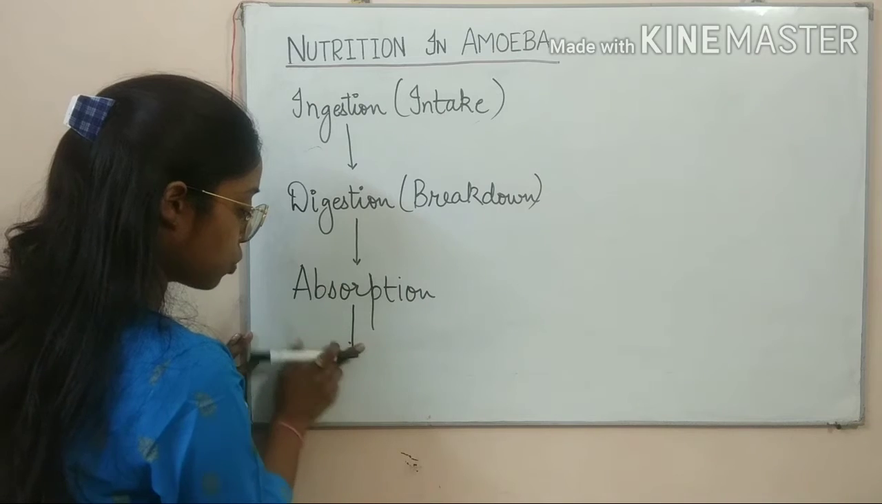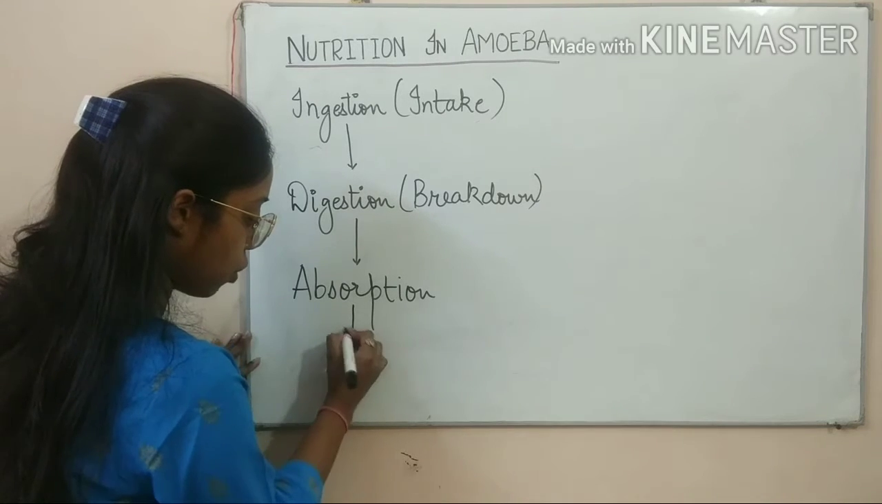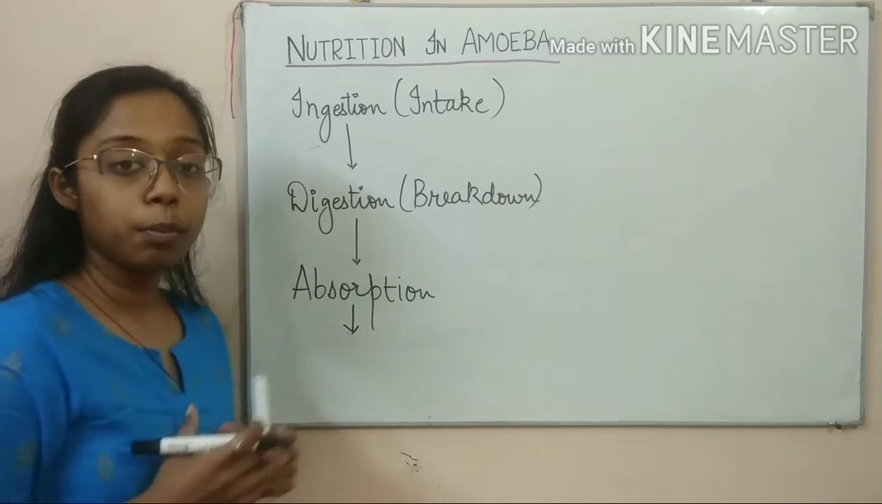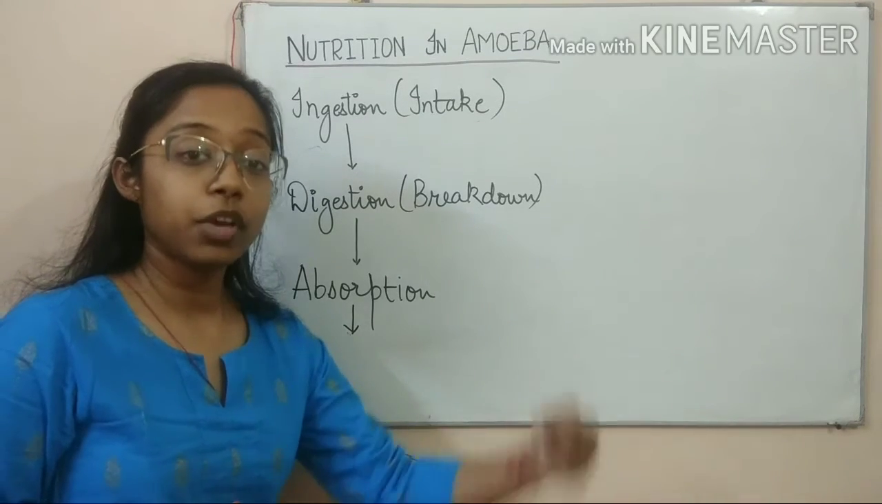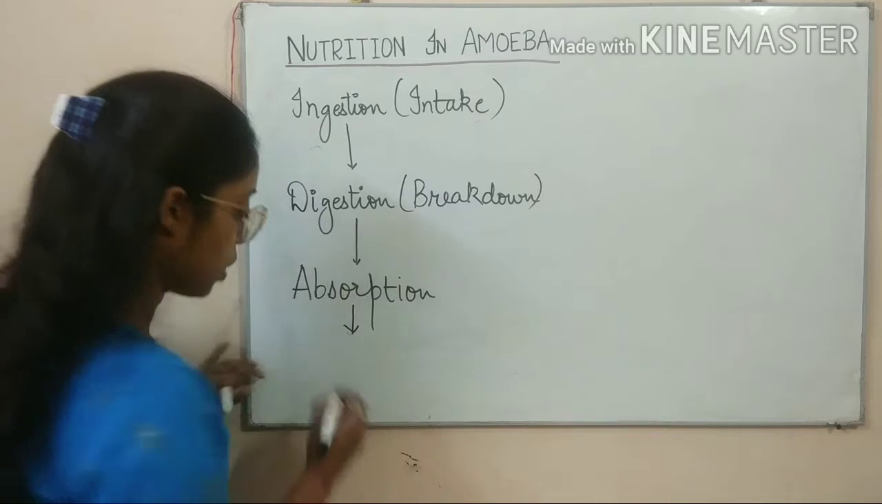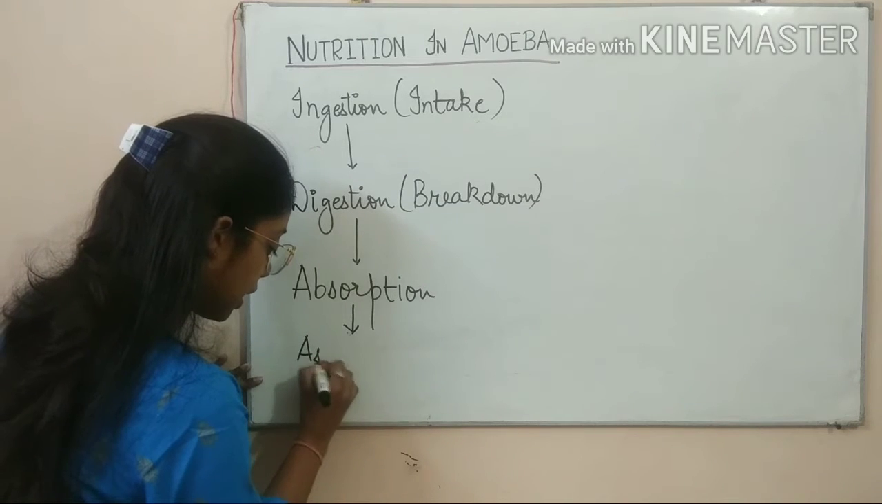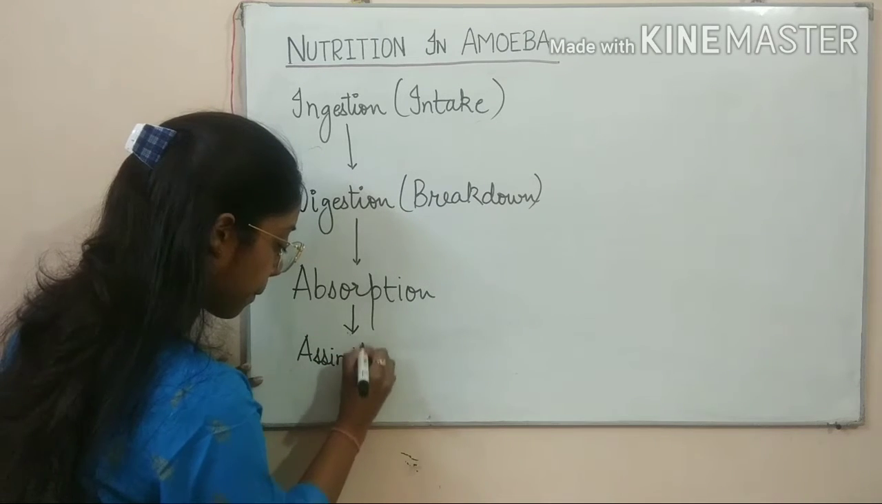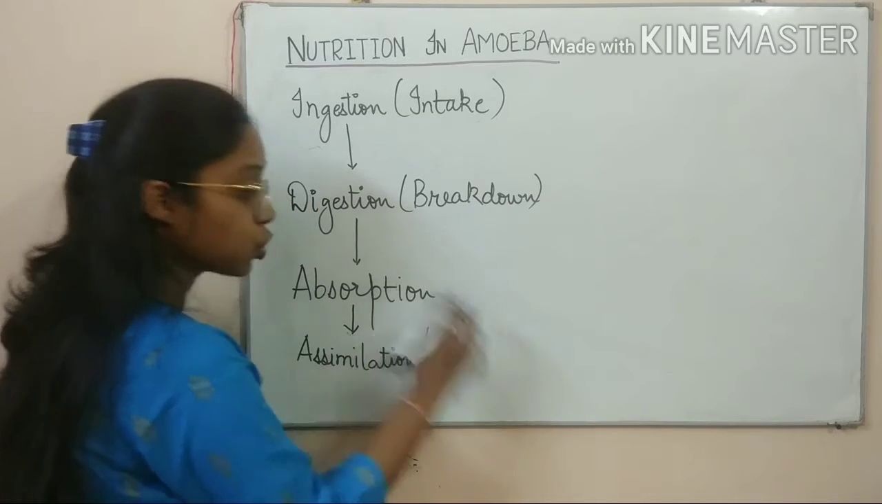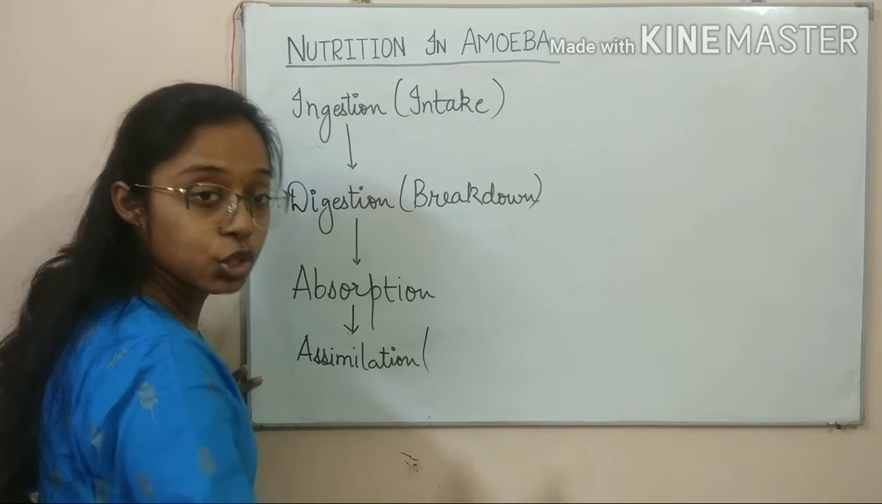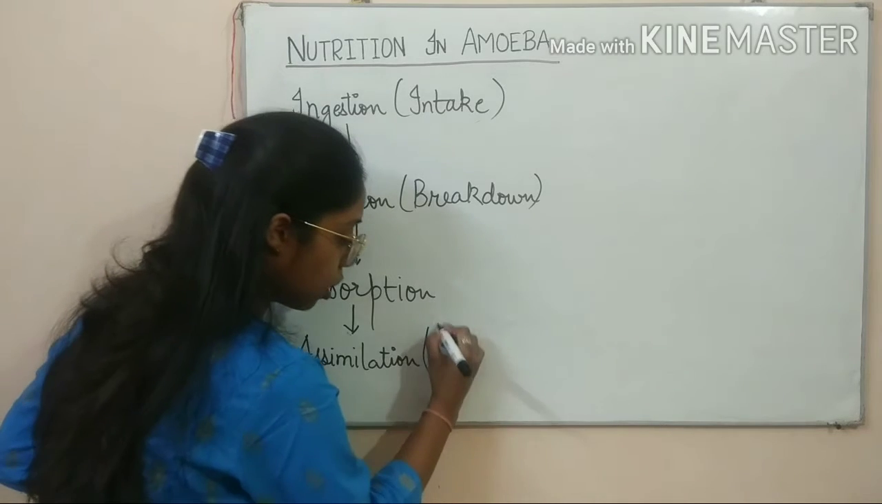After absorption, what happens? After absorption, the absorbed food is used to derive energy for the organism. That process is called assimilation. Assimilation means the absorbed food is used to make energy.